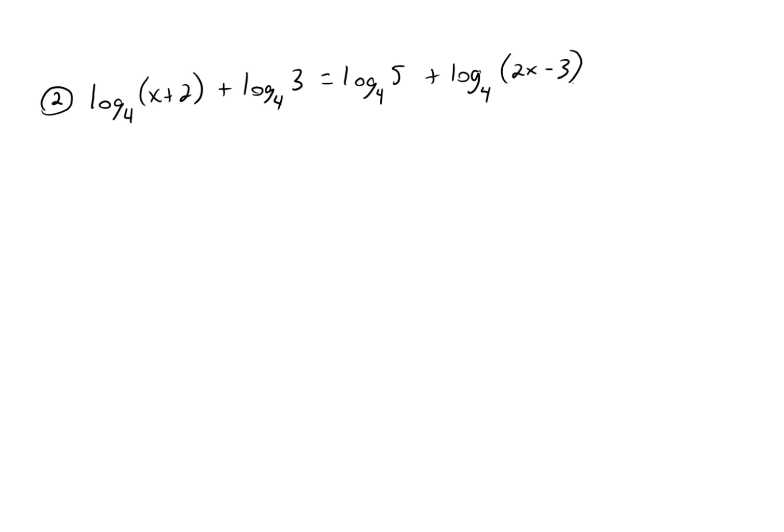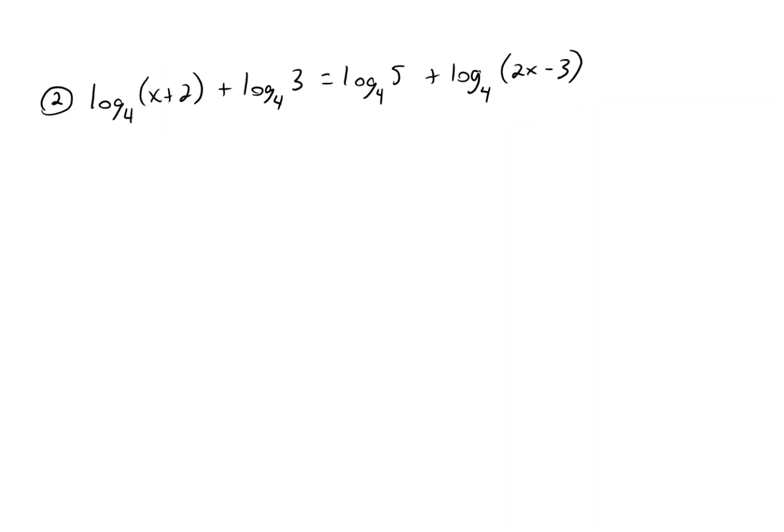Problem 2 is log base 4 of x plus 2 plus log base 4 of 3 equals log base 4 of 5 plus log base 4 of 2x minus 3. Now you'll notice on both sides, on the left side I've got 2 logs and on the right side I've got 2 logs. I've only got logs with logs, so that's a good thing.